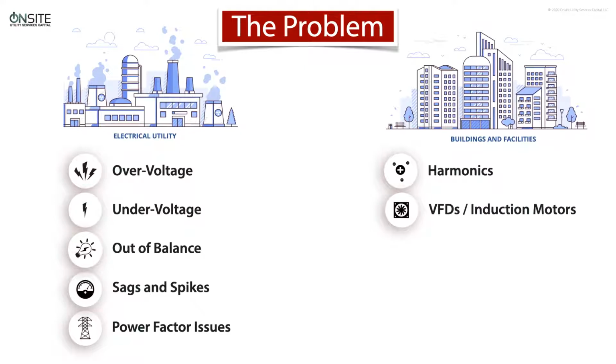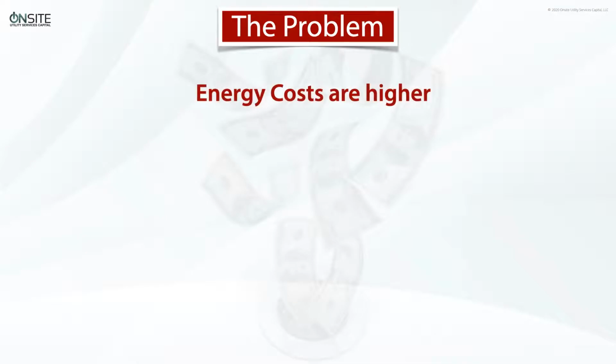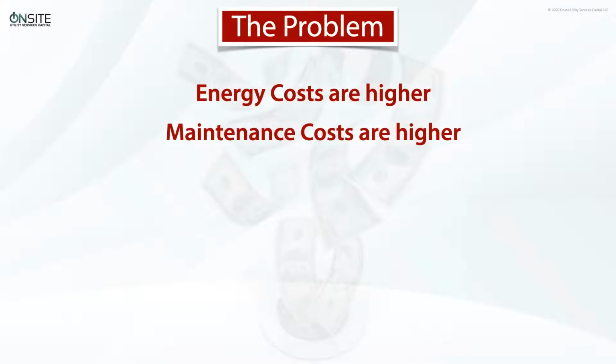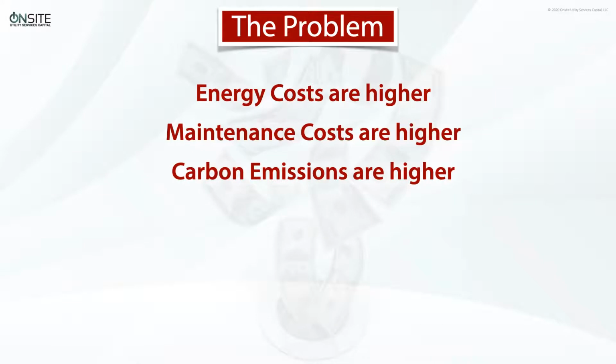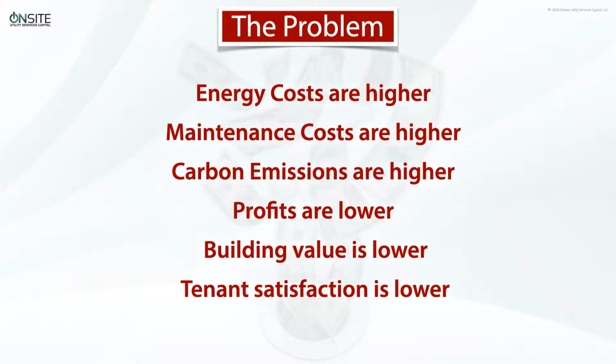Imbalanced motor voltages from variable frequency drives or induction motors can increase the operating temperature and energy losses of those motors. In fact, these voltages can magnify the current imbalance of a motor as much as 20 times. The result? Your energy costs are higher, maintenance costs are higher, carbon emissions are higher, while your profits, building value, and even tenant satisfaction levels are all lower than you want.